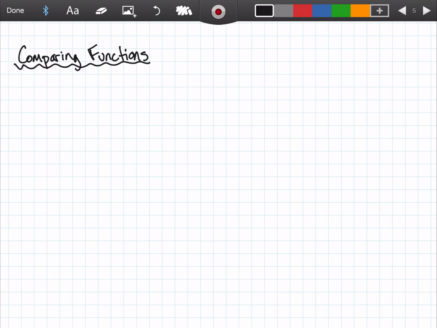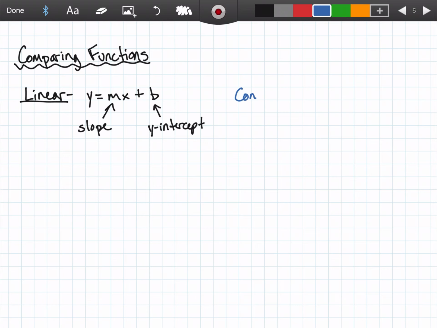We're going to go through 3 different kinds of functions. We're going to go through linear, quadratic, and exponential, and just determine, well, how can I identify all of their parts. So I'm going to start with linear with our equation y equals mx plus b. Remember, m is the slope and b is the y-intercept. Our big thing here is that we're going to have a constant rate of change.